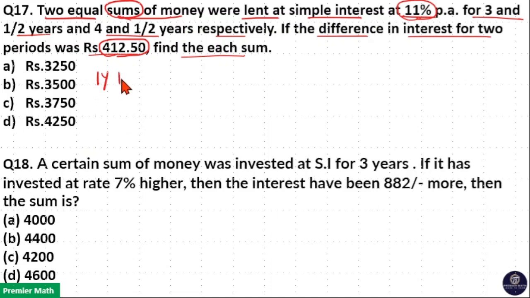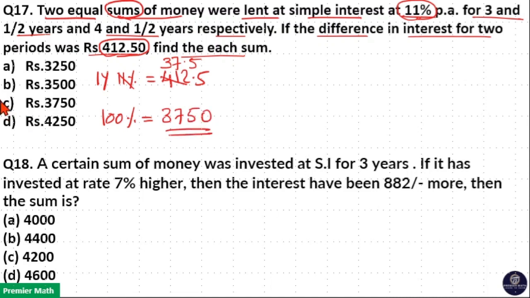So for 1 year at 11% per annum, interest received is equal to 412.5, because sum and rate are equal. 11 goes 3 times in 41. Remaining is 8. 11 goes 7 times in 82. Remaining 5. 11 goes 0.5 times in 5.5. So 1% is equal to 37.5. Then 100% is the sum here. 100% is equal to 37.5 into 100, 3750. So option C is your answer.